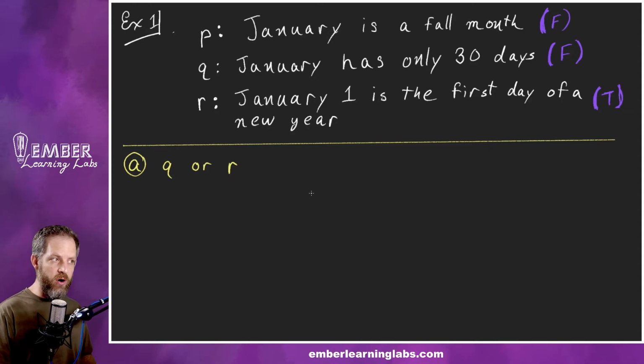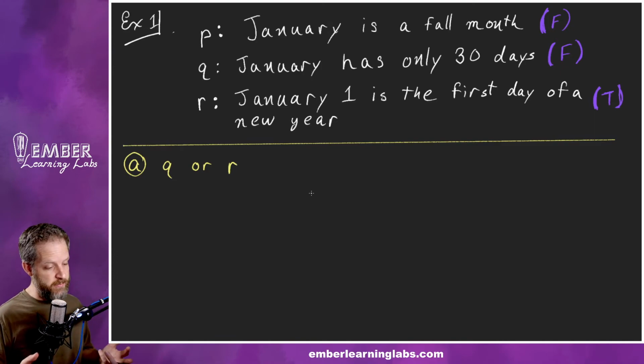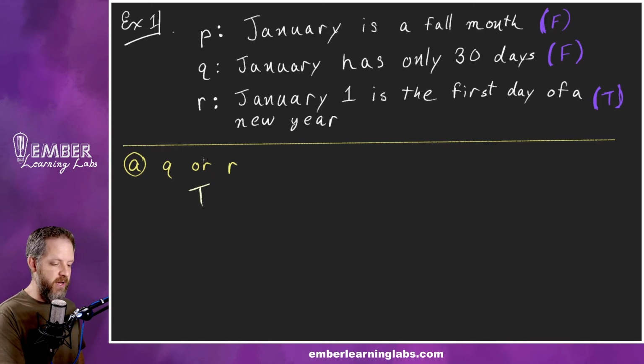Okay, so when is Q or R true? Well, for an "or," only one of those has to be true. So Q is false, so it's not looking promising. But then R is true, which makes this a true statement. It doesn't matter that Q is false because we're looking at an "or." We're looking at a disjunction. Only one of them has to be true for this statement to be true.